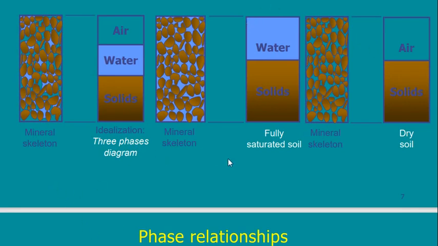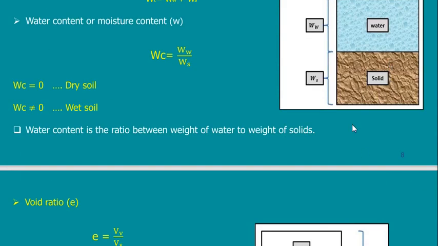This is the three-phase diagram. This is a case of fully saturated soil. It means that water filled all the gaps and the voids, so this is only water. Or, if I took the sample and put it in an oven, all of the water evaporated and the remaining will be just solid and air. And so on.